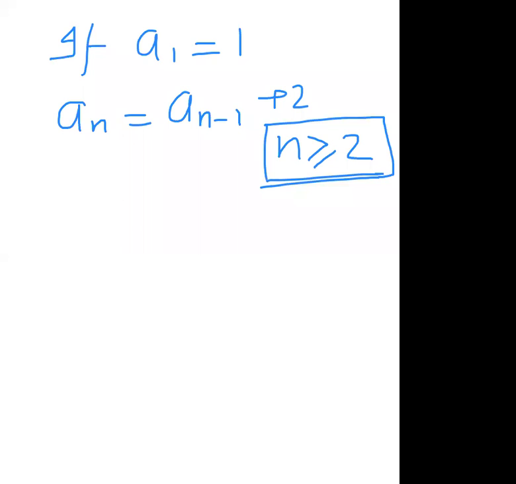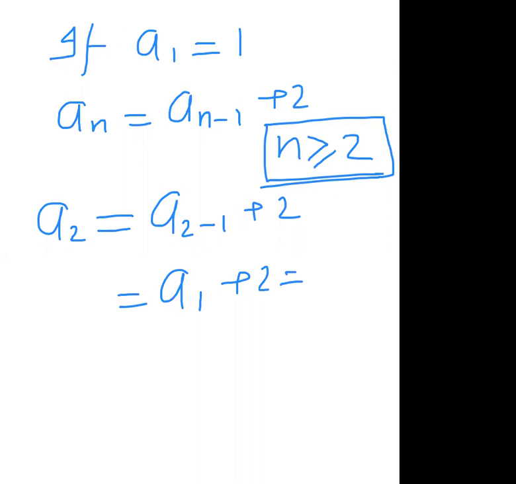So first of all, we will take n as 2. A2 equals a_(2 minus 1) plus 2. So it will be a1 plus 2. The value of a1 is given as 1. 1 plus 2 will be 3. So I suppose we are able to understand this thing also.